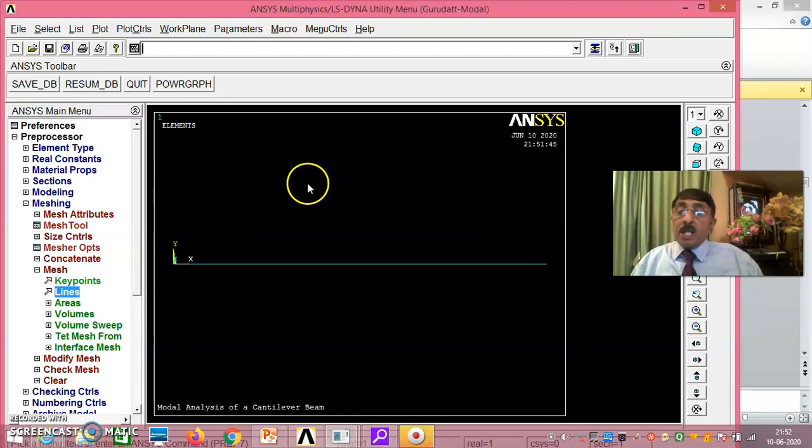Up till here, whether it is modal analysis or harmonic analysis, more or less the procedure is the same. That is why I'll say save DB now. Please understand, save DB. Once I do this modal analysis completely and get the answers, then if I say resume DB, it will come to this stage. Then whatever is required for harmonic analysis, you do. Did you follow? I have saved up to meshing.